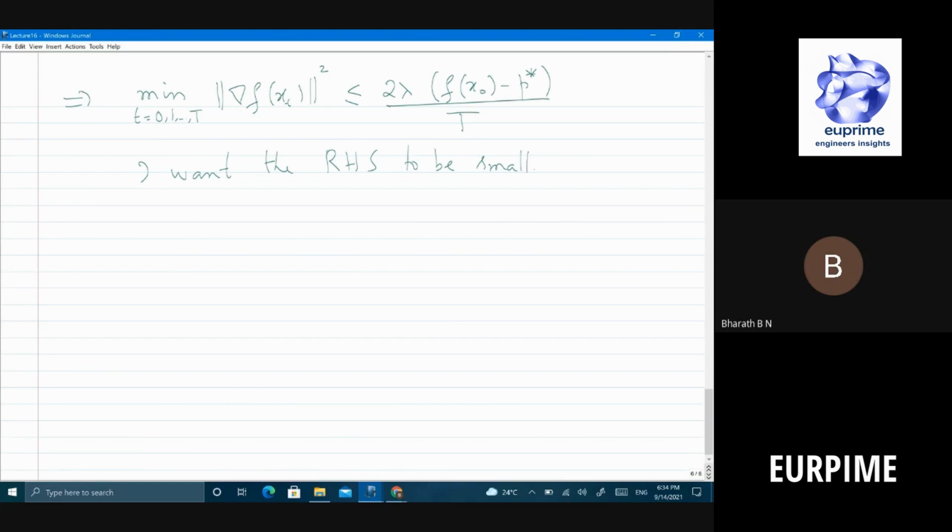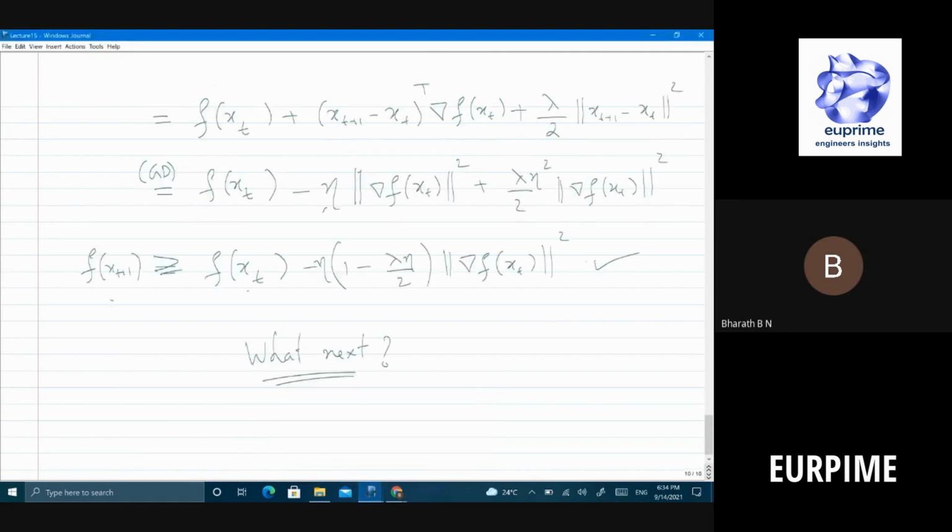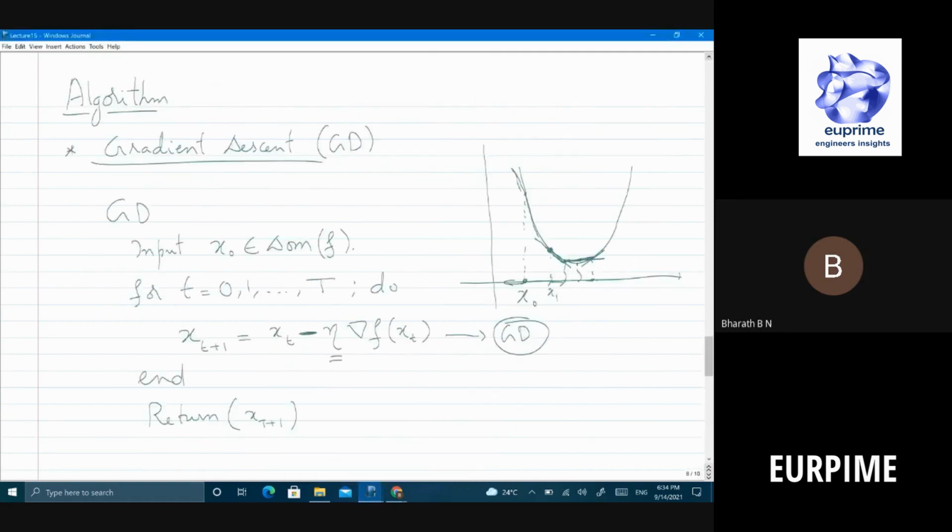So in fact, if you look at your gradient descent algorithm, maybe let me go back to the gradient descent algorithm. You run it t times, capital T times. How do you choose t? Eta we manage, right? We know what eta is because eta is 1 by lambda. We chose eta. That's fixed now. Now the question is, how do you choose capital T, right?